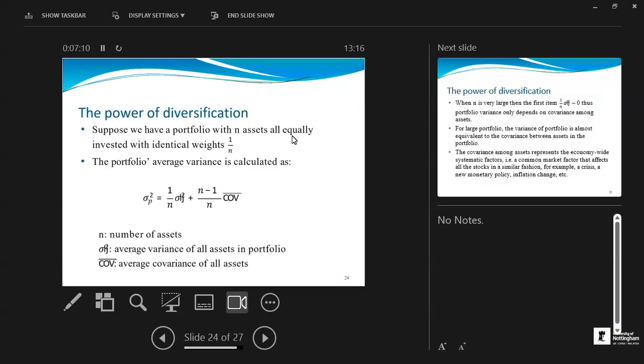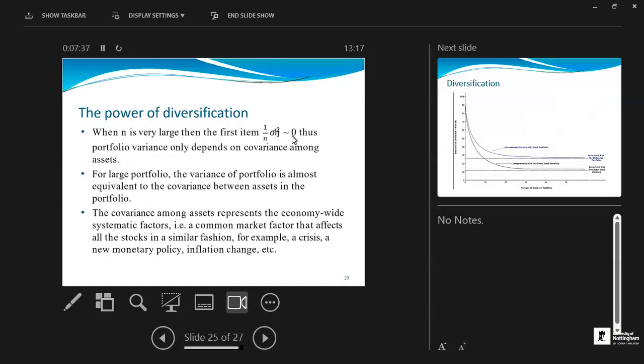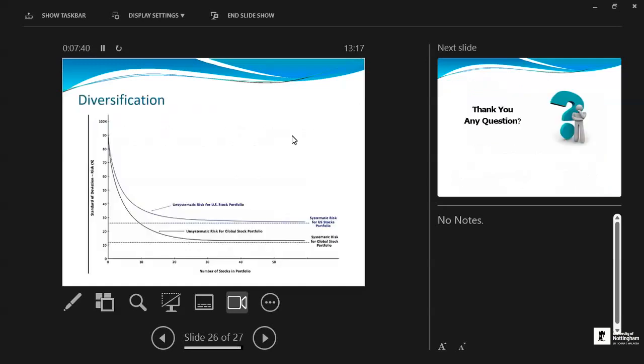Whatever the average variance is, you're dividing it by a very large number, so it would become close to zero. So when you have a portfolio with a large number of assets, the only relevant term is the covariance. The first term becomes close to zero, and the only thing that's relevant in that case is the second term, n minus 1 over n times the average covariance. This is what happens when you diversify and have a large number of assets in your portfolio.